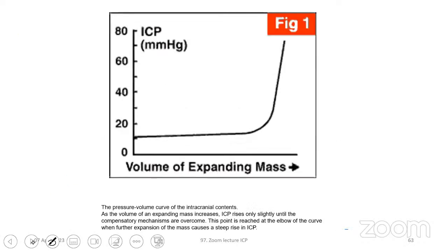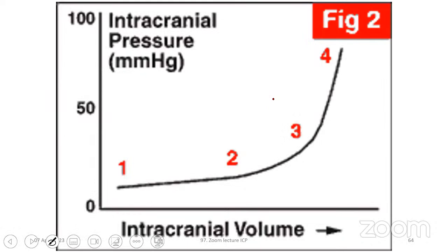So you can see the volume of the expanding mass. We have already mentioned that 30 centimeters square is the volume that the intracranial vault can accommodate. Beyond that, there will be a steep rise in the ICP. If the volume of the expanding mass increases, the ICP rises only slightly until the compensatory mechanisms are overcome. This point is reached at the elbow of this curve, which you can see. Further expansion of the mass then causes a steep rise in the ICP. You can see the intracranial volume in 4 stages, which we are going to discuss in the next slides.